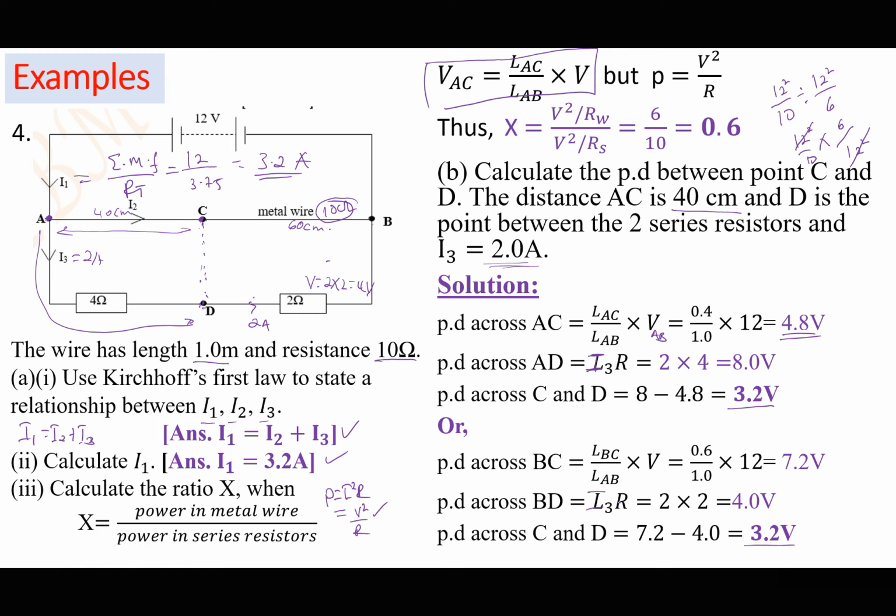Okay, so that was a past paper question, I think. I just quoted it from past papers and I decided to solve it here.